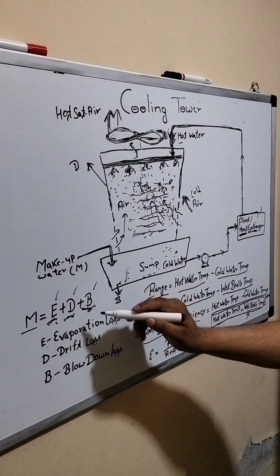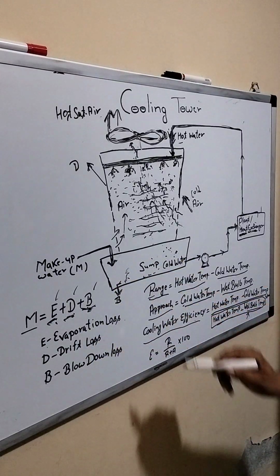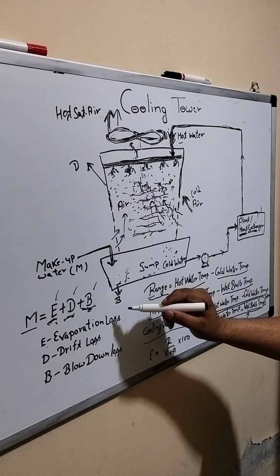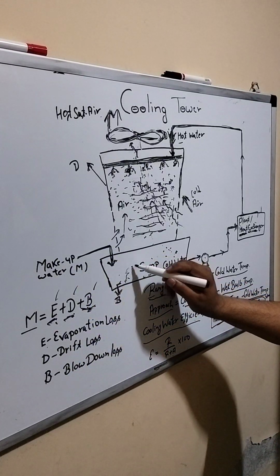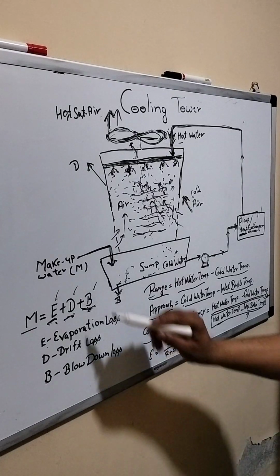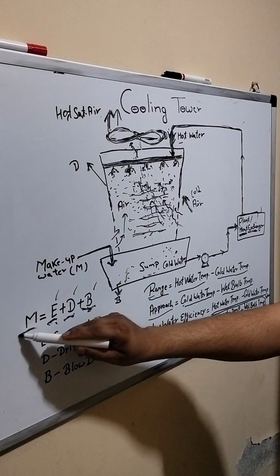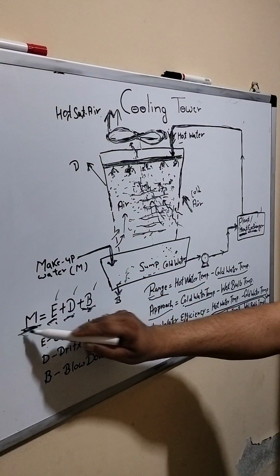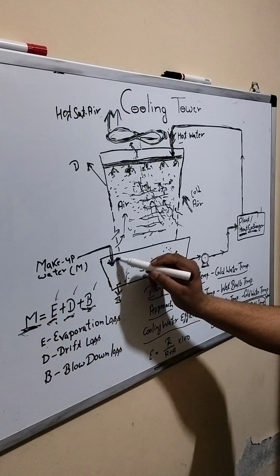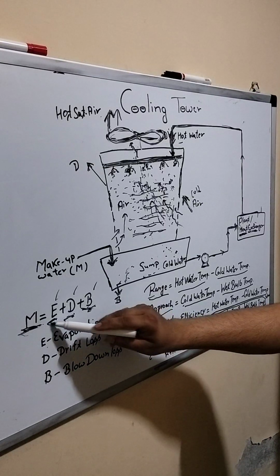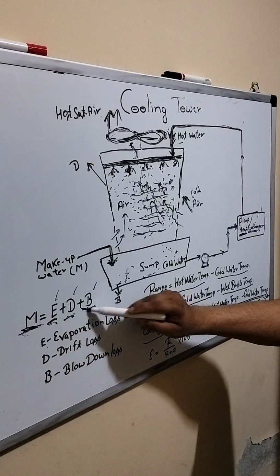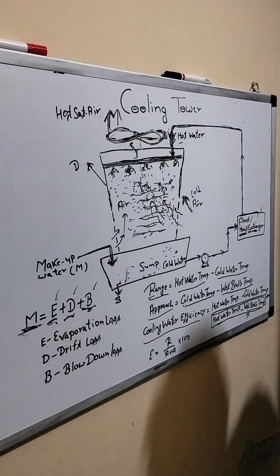The losses which occur here have to be compensated by making up the water from time to time. How much water you make up is equal to E plus D plus B: evaporation loss plus drift loss plus blowdown loss.